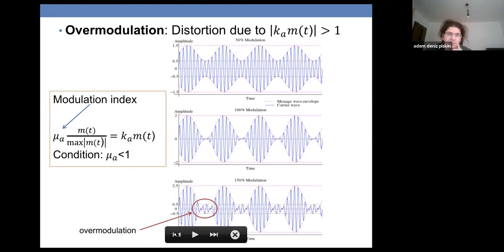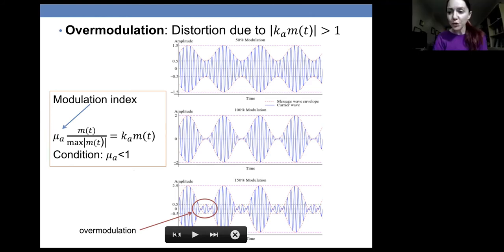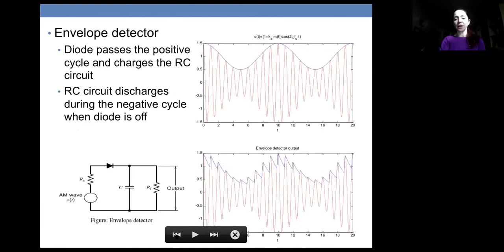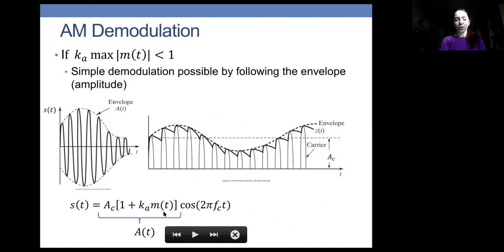The signal may become too small. Excuse me? The signal may become too small to process. Exactly. It will be very inefficient because, suppose this Ka divided by the maximum magnitude is very small. Then the maximum value of Ka m(t) will be small with respect to the 1.